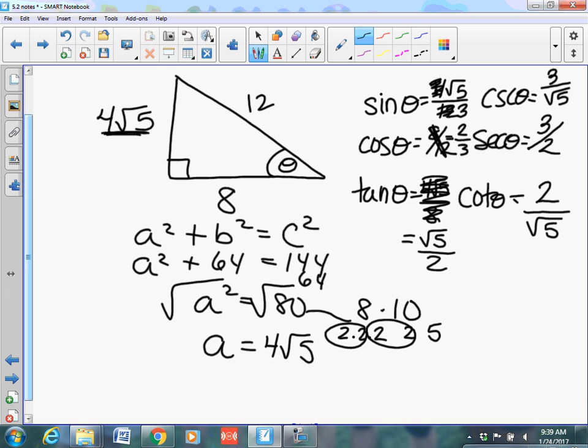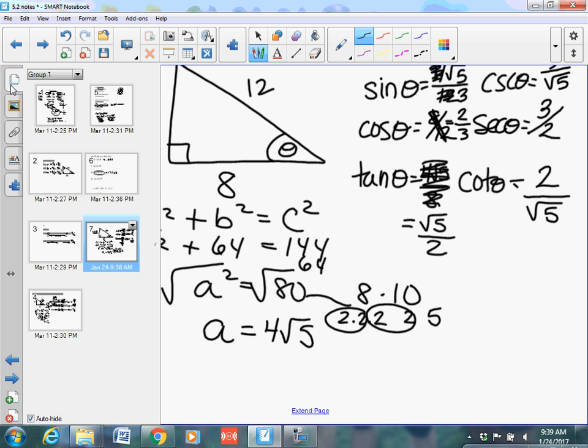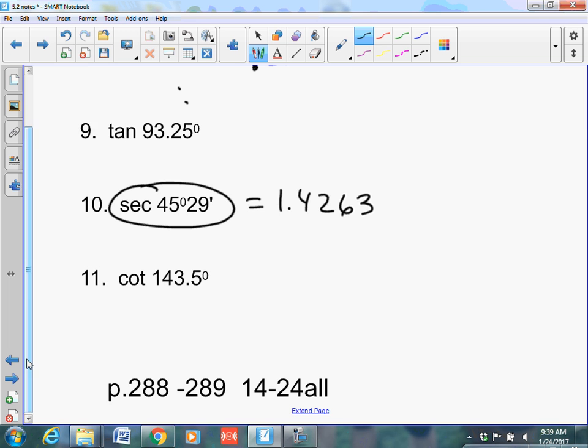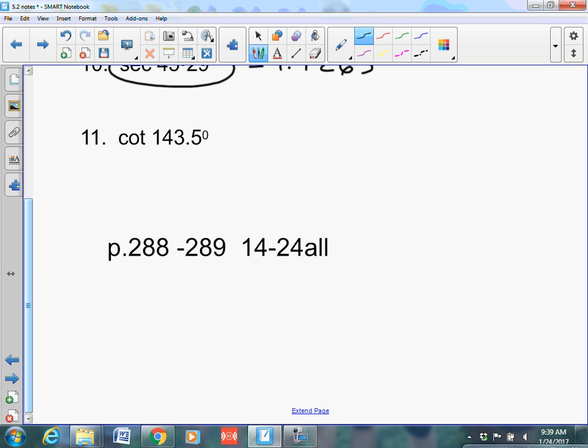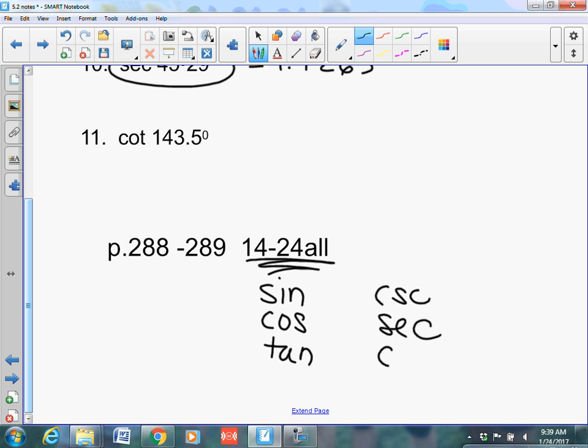Okay, what's your assignment? Page 288, 289, 14 through 24. It's 11 problems, but every problem has a lot of sine, cosine, tangent, cosecant, secant, cotangent. The more you do this, the better you get at it, but now we're going to switch it on you to do trigonometry in a couple of days. So, okay, that's it. 12 problems to do for tomorrow.